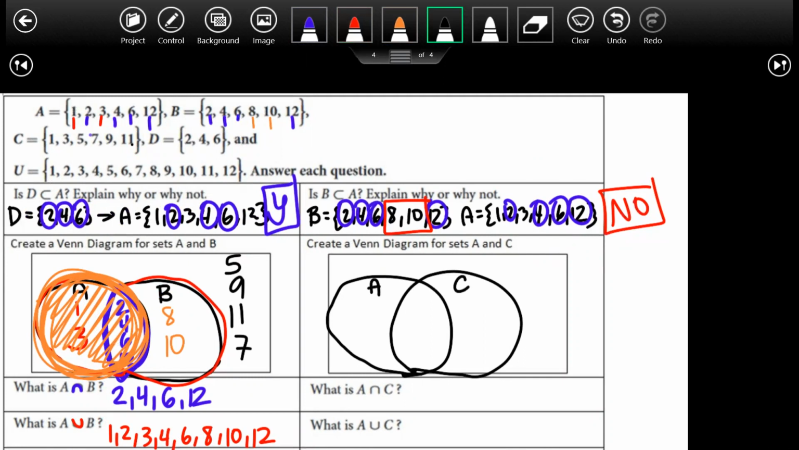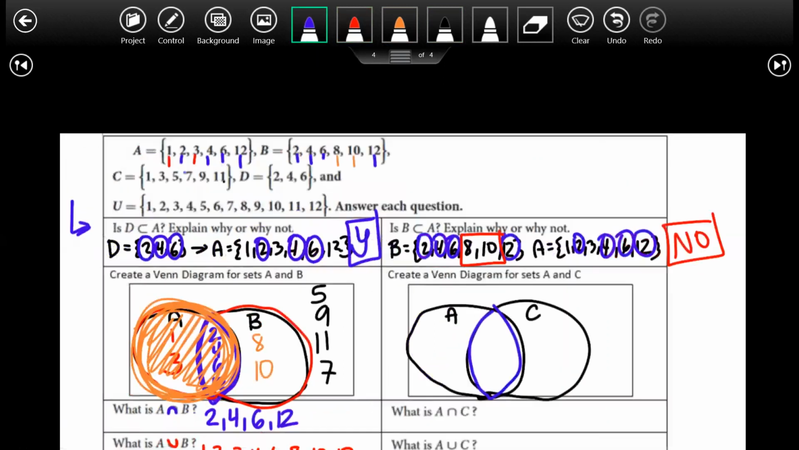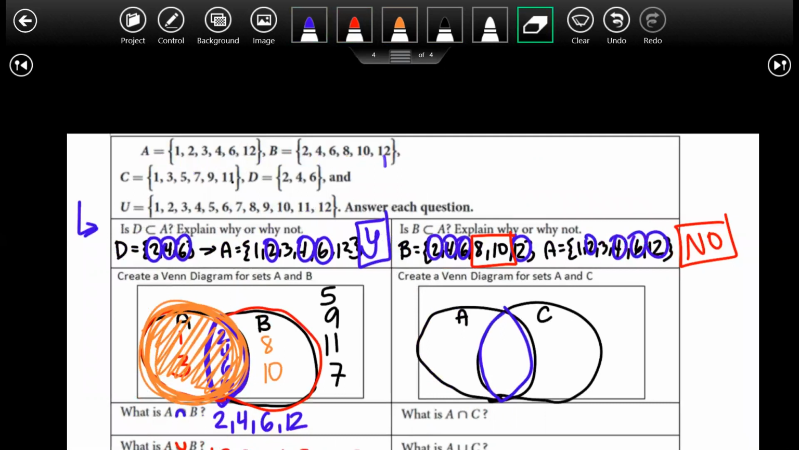A and C. What's the easiest one to do first, or the hardest one to do first that we want to get out of the way? Intersection, right? What are in both of them? Let's look at A and C now. So I'm going to kind of erase this for you guys. So what are in both A and C?